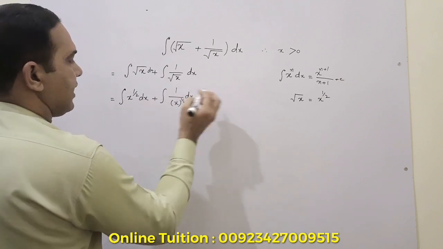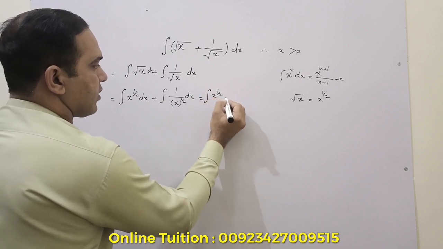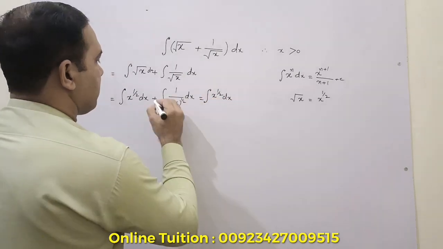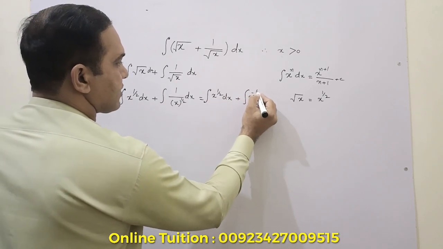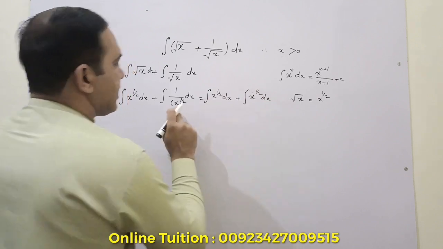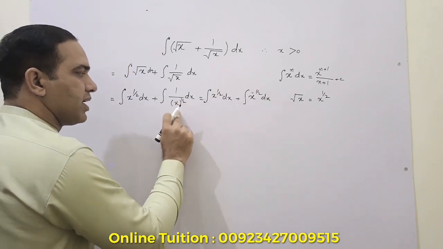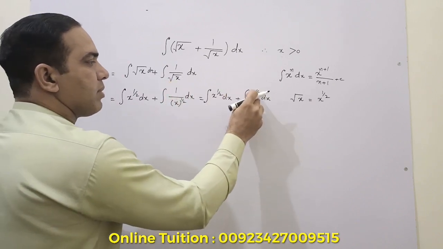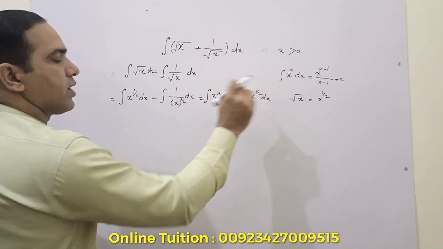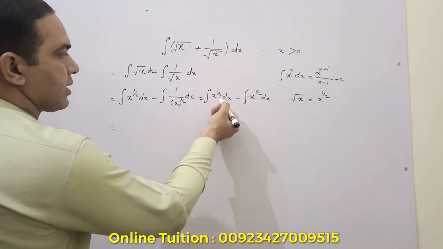Now again I am going to write it: x raised to 1 over 2 dx plus x raised to minus 1 over 2 dx. This is the 1 over 2 in the denominator; when we write it as a numerator, it will be minus 1 over 2. So now it's simple to integrate it.